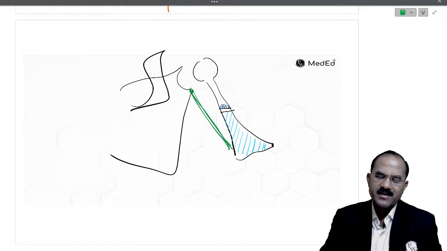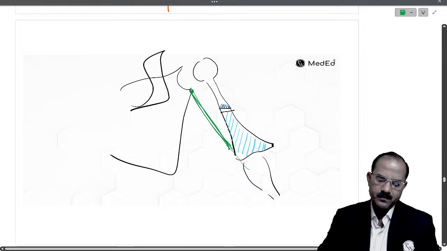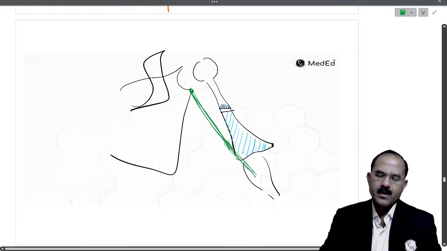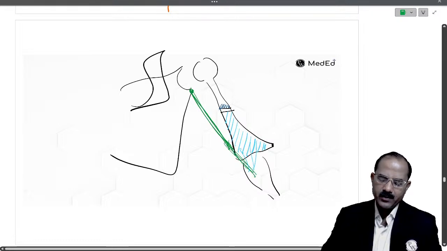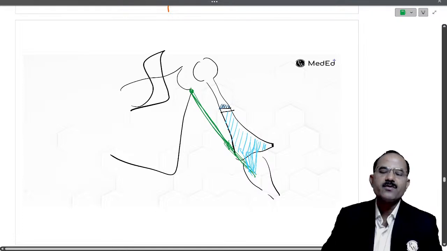Just try to understand this. Yes, come on. Try to guess this muscle and learn to draw diagrams. Draw diagrams.